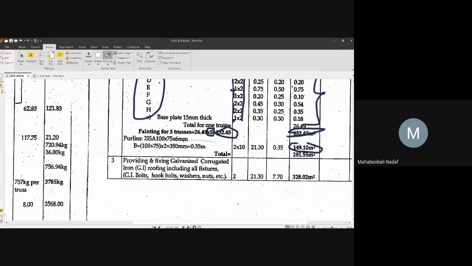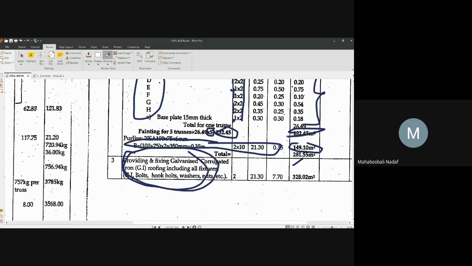See, they will write whatever they want to write, but I want you to make the concept clear. Otherwise, if you don't understand the concept, you will see the numbers and get confusion. I want to avoid that, so that is why I wrote like this. Okay. So total painting they have given, and also for the fixing GI sheet.